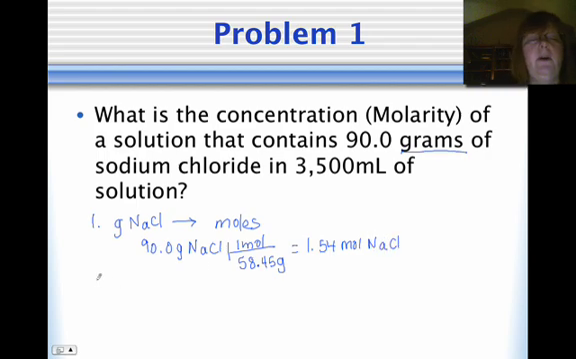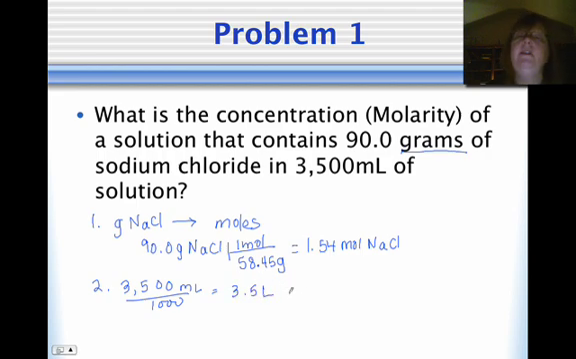Now, step 2. Let's get our volume, milliliters, into liters. We had 3,500 milliliters. We're going to divide that by 1,000. In other words, we're moving that decimal 3 to the left, and that gives us 3.5 liters of solution.